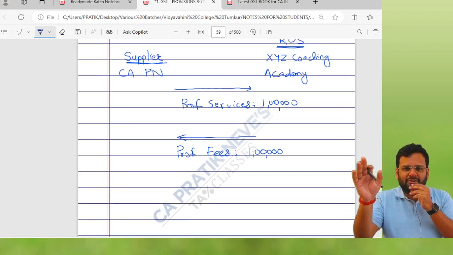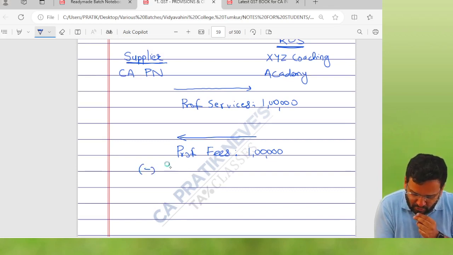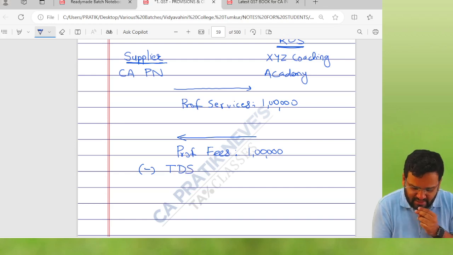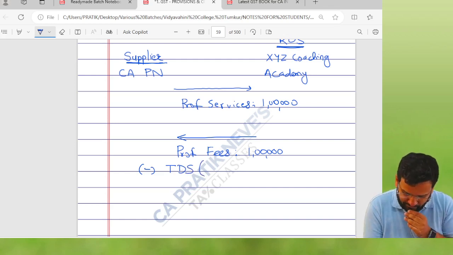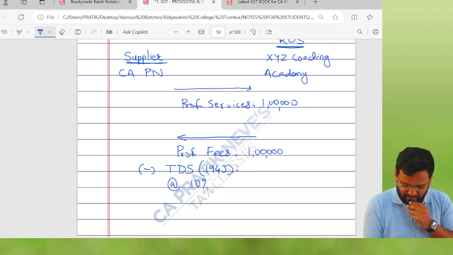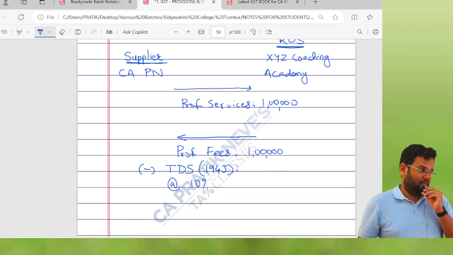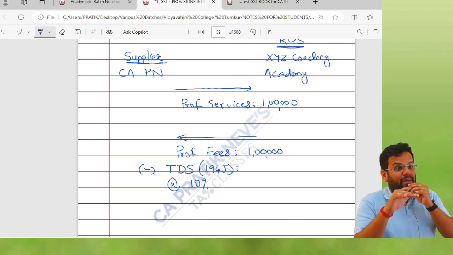So professional fees is 1 lakh. Less, what will they do less? TDS, tax deducted at source. Okay. So that is fixed here. In this case it is fixed at 10%. It is fixed at what? 10%. By 7th May you will comfortably understand why 10%. So how much will they pay me net?